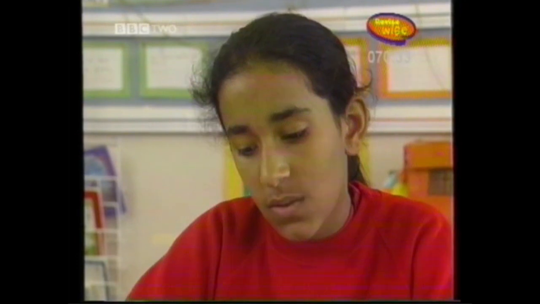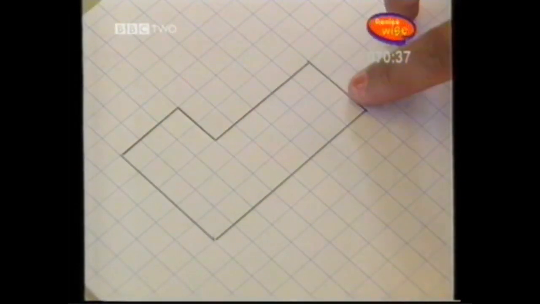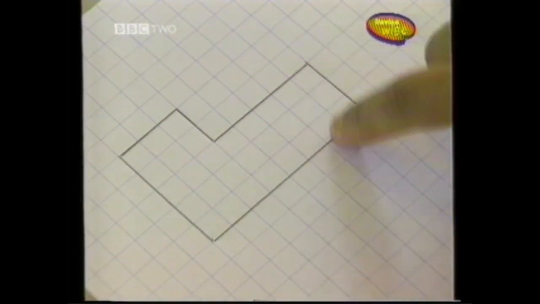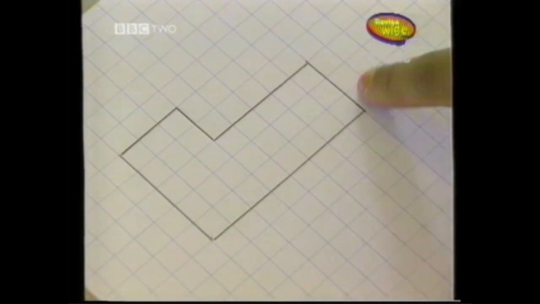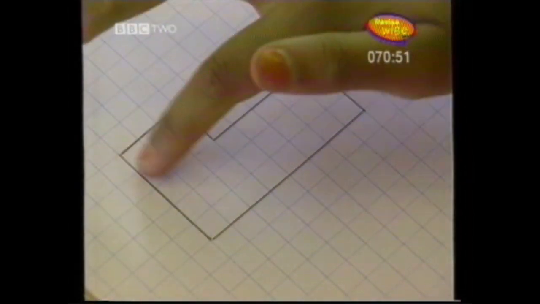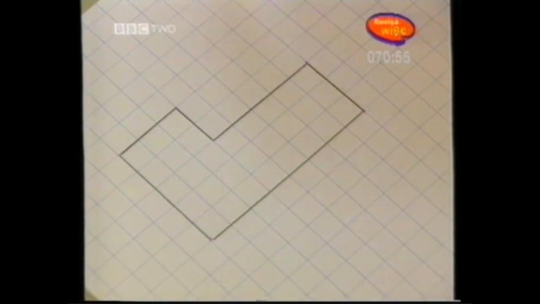To find the area of this shape, I would split it up into 2 rectangles down there. Then I would find the area of one rectangle. There's 3 down that side, and there's 1, 2, 3, 5 that way. And I'd join them together, and that would make 15. Now I'd work on the second rectangle, and there's 3 that way, and then 5 down there as well. And then times them together, and that would make 15 as well. And then add the answers together. That would make 30 centimetres squared.